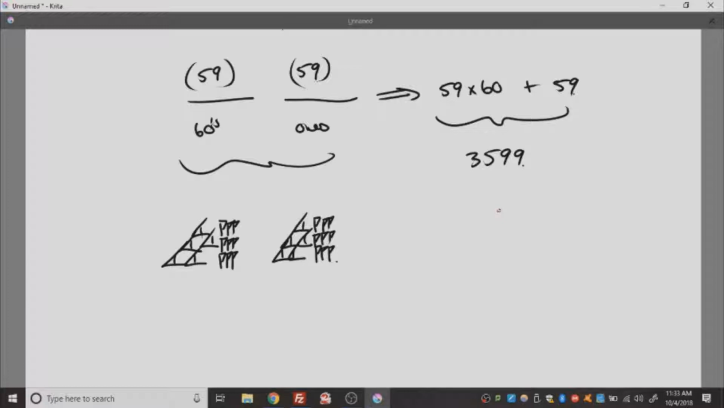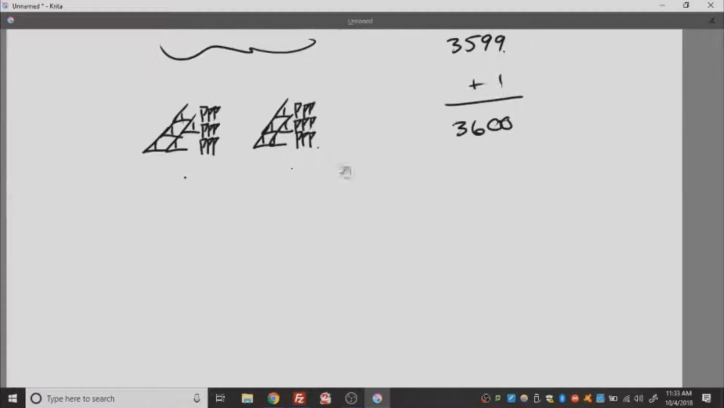Now, what happens if I have one more? If I add 1, what do I get? 3,600. But this guy is full. This guy is full. Where is it going to go? Now think about this.